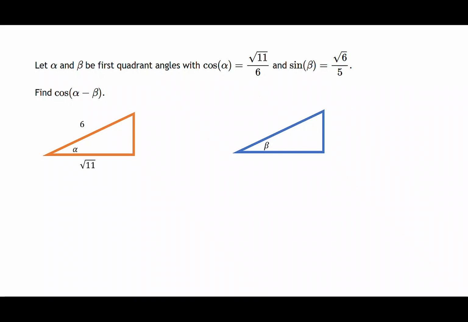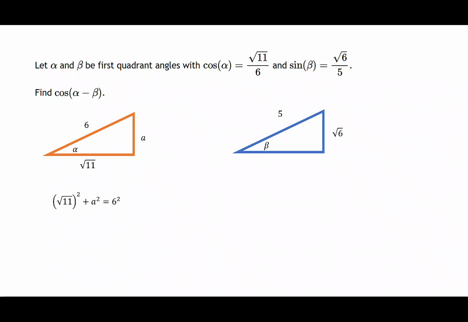We know that sine beta is the square root of 6 over 5. That says the opposite is the square root of 6 and the hypotenuse is 5. Let's go back to alpha and figure out what the opposite is. For easy reference, we will call that a. We'll use the Pythagorean theorem to find the value of a.